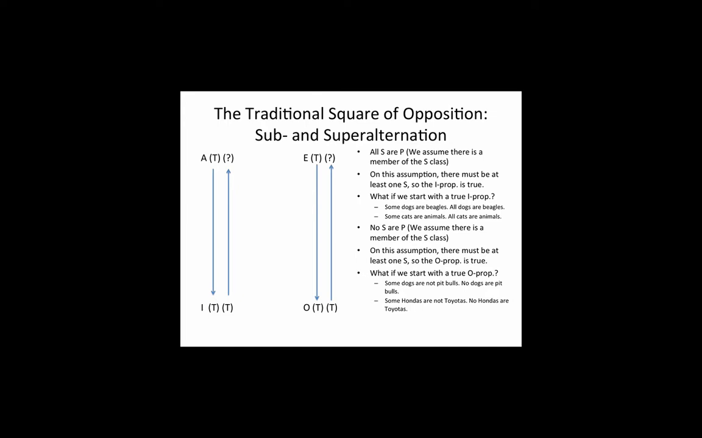You'll see that we have the same assumption for the E proposition as we do for the A. That is, we assume there is a member of the subject class. On this assumption, there must be at least one S member, which means that when the E is true, the O is true. When the A is true, the I is true. But it's not the case that when we start with a true I or a true O, we get a true, respectively, A or E.